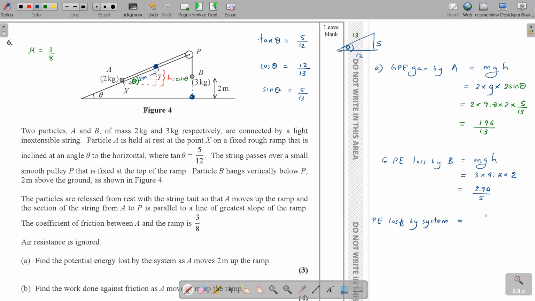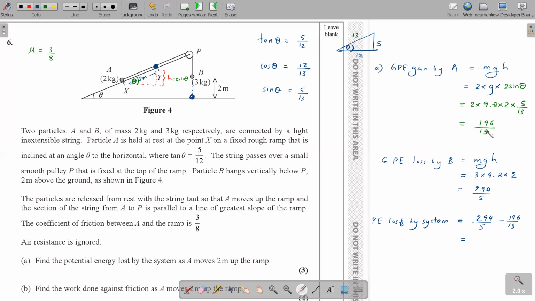So the potential energy lost by the system is 294 over 5. You subtract the 196 over 13. Okay, because this is the gain, this is the loss. The loss is bigger than the gain. Subtract and just get the value difference. How much is it? 294 over 5, subtract 196 over 13.